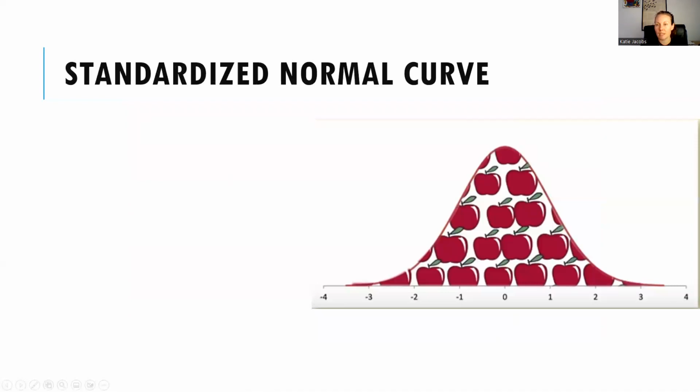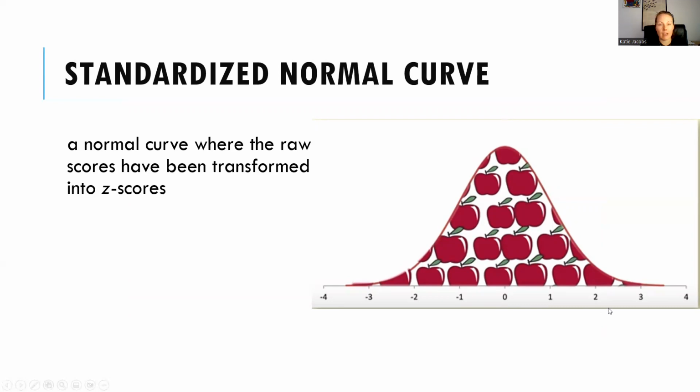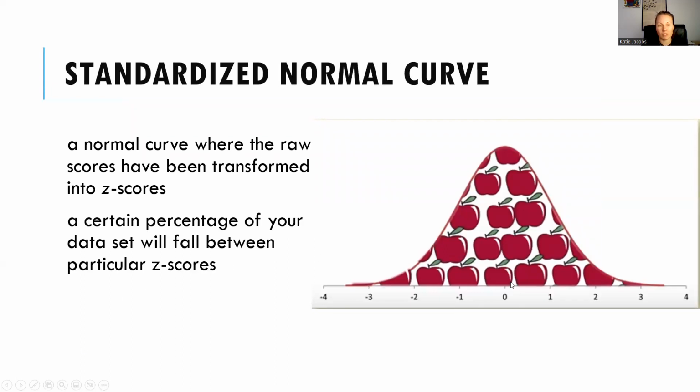All right, so we have our standardized normal curve. This is a normal curve where all of our raw values, or X values, have been transformed into Z-scores. And this allows us to put our data in this form so that we know what percentages of our data set fall between which particular Z-scores.